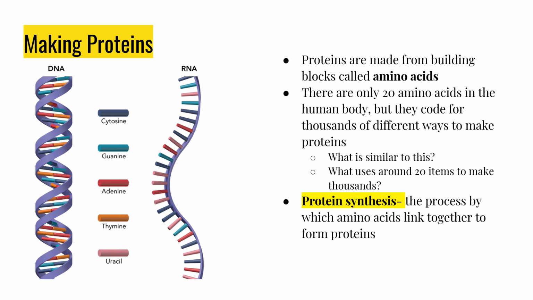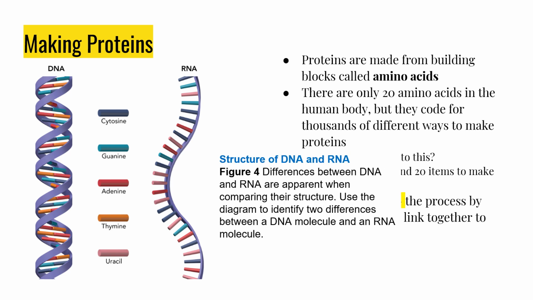All right, making proteins. So proteins are made from building blocks called amino acids. There are only 20 amino acids in the human body, but they code for thousands of different ways to make proteins. What is similar to this, and what uses around 20 items to make thousands? So what's similar to this is the alphabet. So we have our letters of the alphabet, and then they are used in different combinations to form thousands of different words. Protein synthesis vocab: the process by which amino acids link together to form proteins.